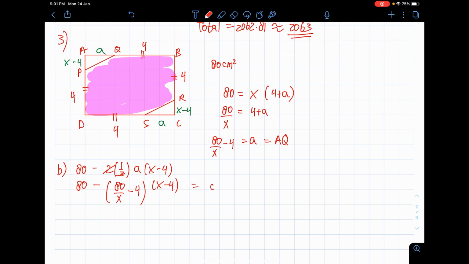So let's just continue to expand this. The 80 will cancel each other, leaving us with 320 over x plus 4x minus 16. And that should be that.